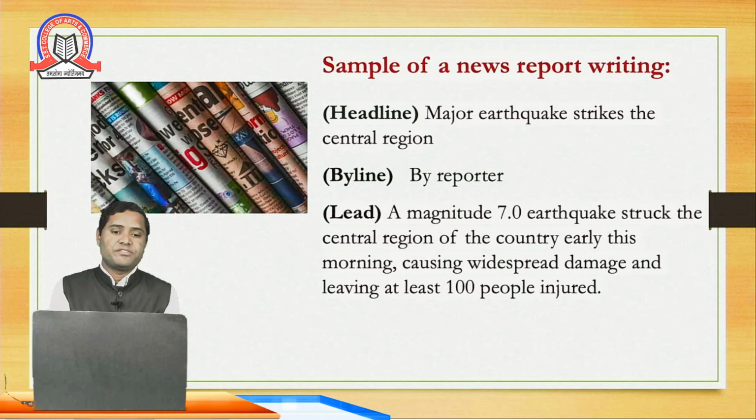One sample we can see here, a sample of a news report. The headline: Major earthquake strikes the central region, and the byline: by reporter. You can mention the name of the reporter, or you can mention it like by reporter. And this is the lead paragraph. A magnitude 7.0 earthquake struck the central region of the country early this morning, causing widespread damage and leaving at least 100 people injured.